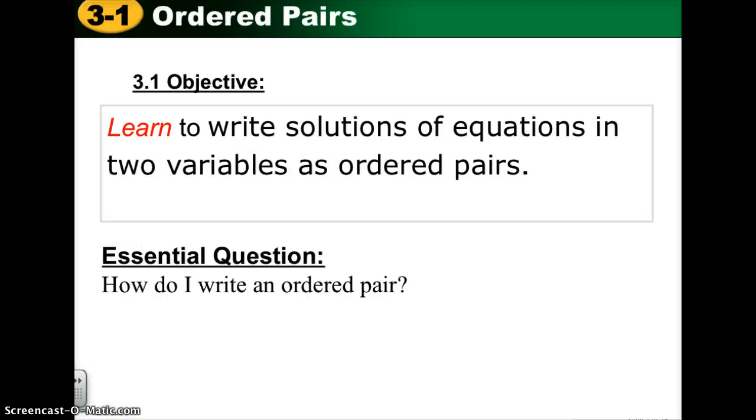Welcome to Chapter 3, Section 1. Our objective for Section 1 is to learn to write solutions of equations in two variables as ordered pairs. And our question, how do I write an ordered pair?